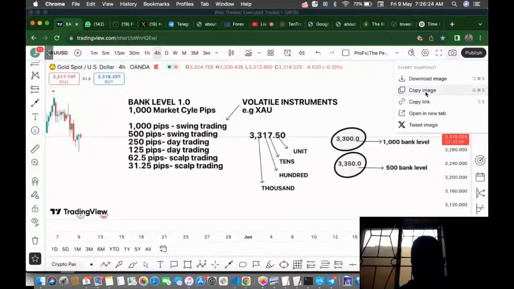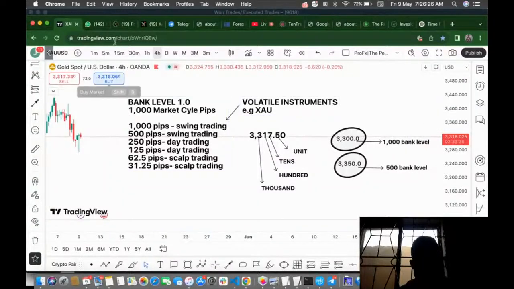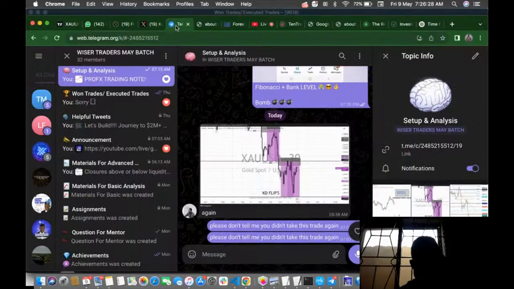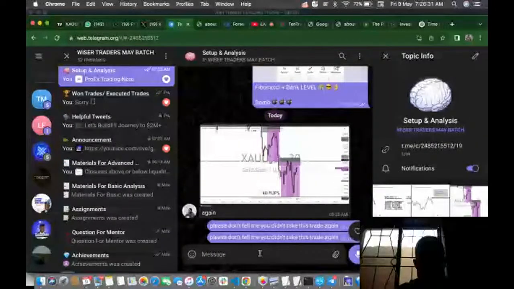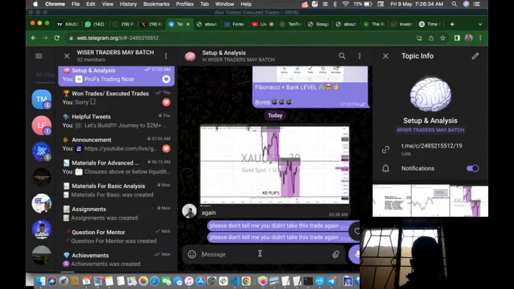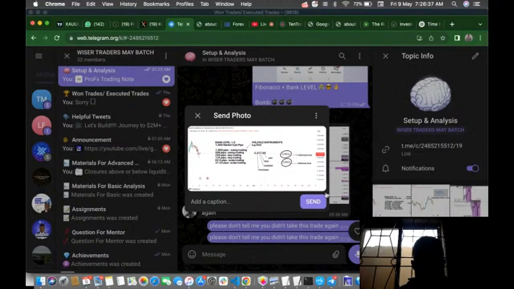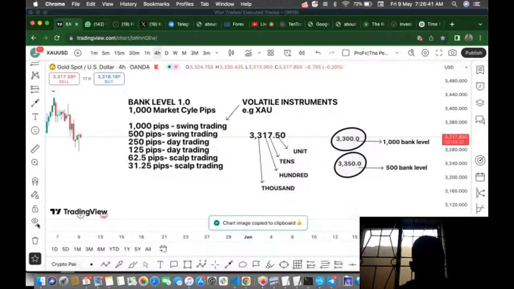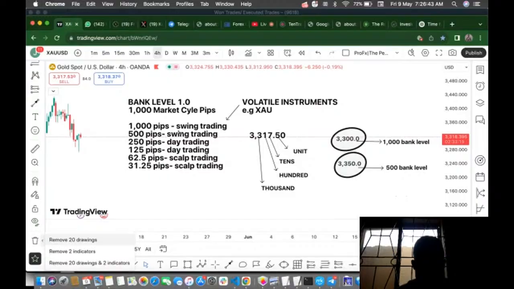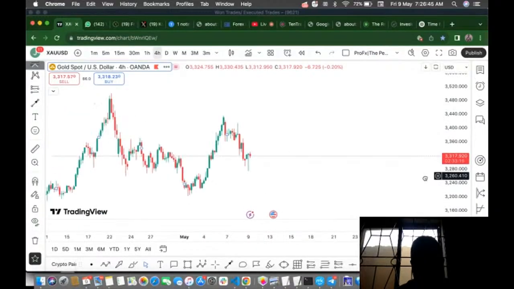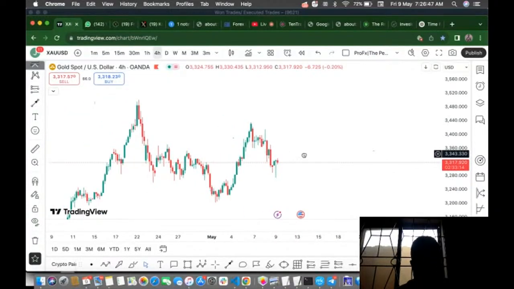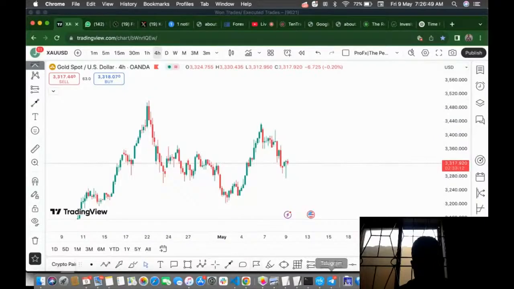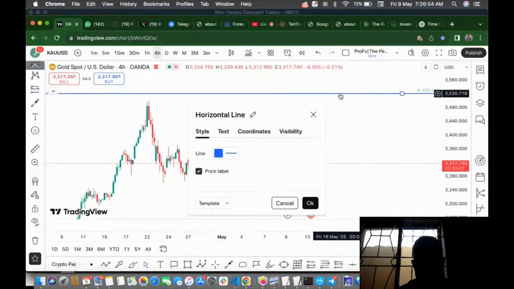So let's now go to the charts and mark all the 1,000 bank levels on gold and see how it respected the 1,000 bank level of gold. I'll show you now. This price respected the 1,000 bank level of gold. So let's do everything. Now, agree with me that starting from the highest, let's look at what price currently is. 3,500 is a 1K bank level.